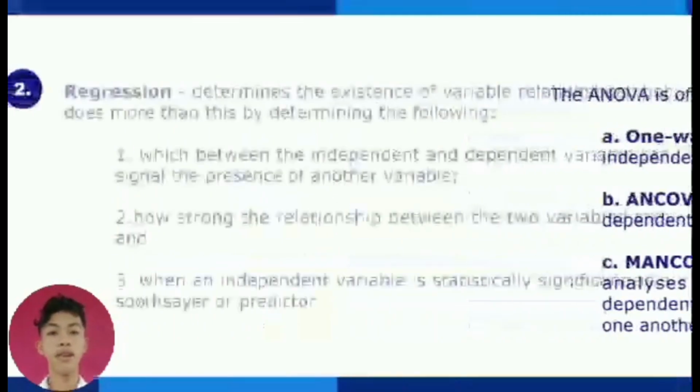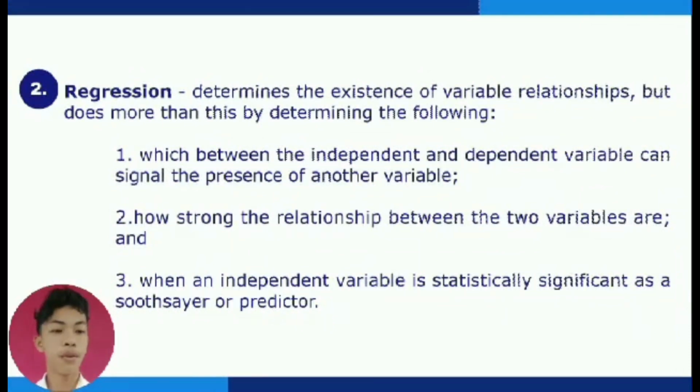The second measure of correlation is the regression. Regression is similar to correlation. Regression determines the existence of variable relationships, but does more than this by determining the following. First is which between the independent and dependent variable can signal the presence of another variable. The second one is how strong the relationship between the two variables is. The last one is when an independent variable is statistically significant as a predictor.